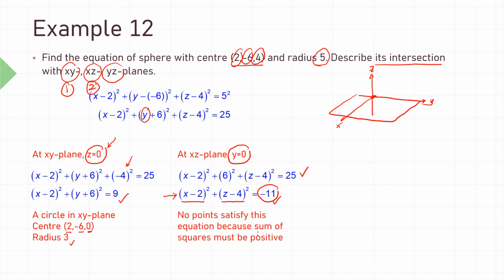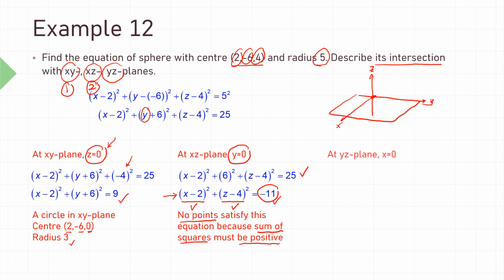Never. Because the sum of two squares should be positive, at least 0. At least 0, 1, 2, and so on. It should be positive because this number is squared, this number is squared. If you add these two squares, it should be a positive number, but now it's negative. Therefore, there are no points which satisfy this equation. We can't conclude anything.